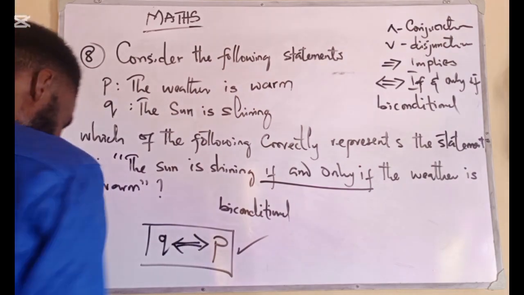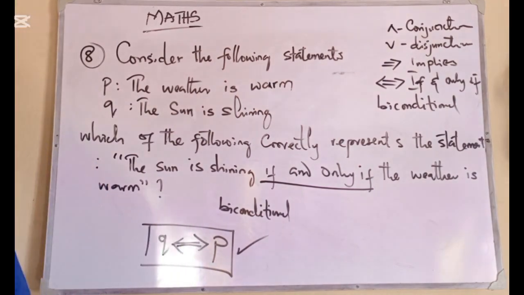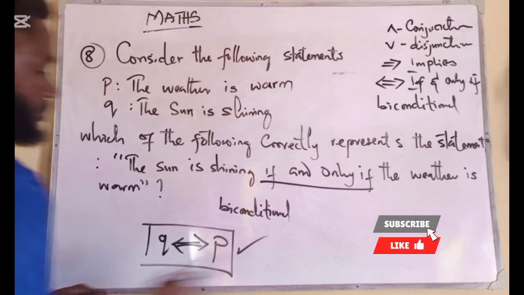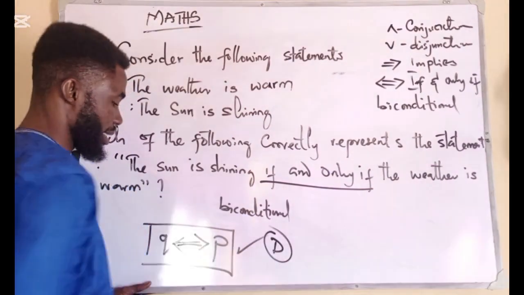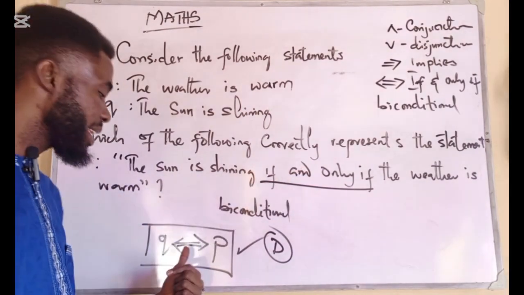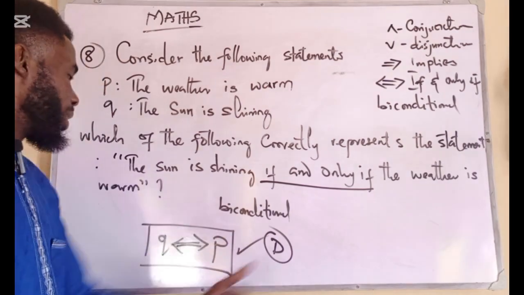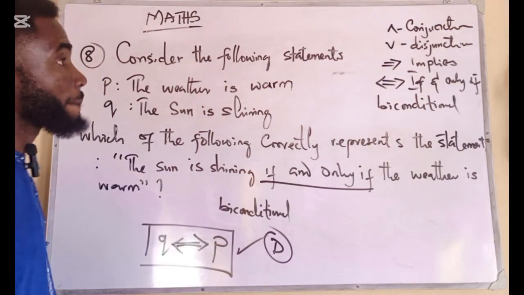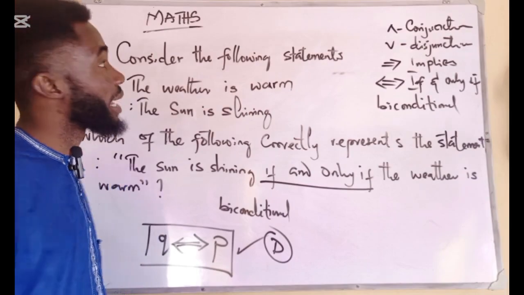And I think this should be our option. Let me see. From the question, this should be our option D. Yes. So Q, the sun is shining, if and only if, which is the symbol, the weather is warm. Option D.